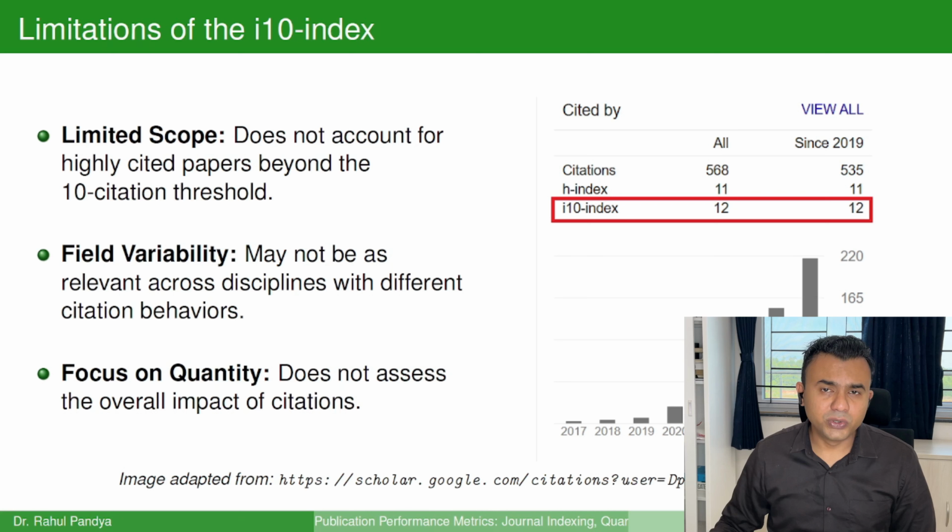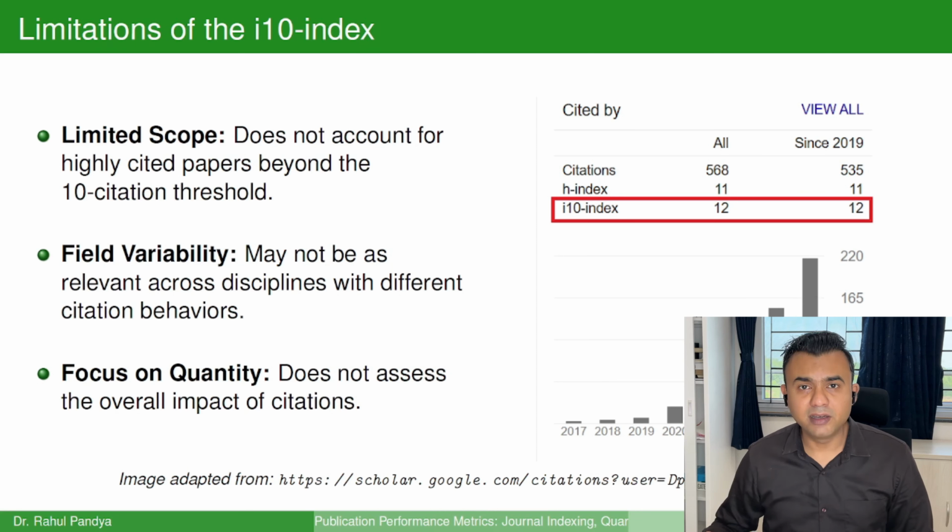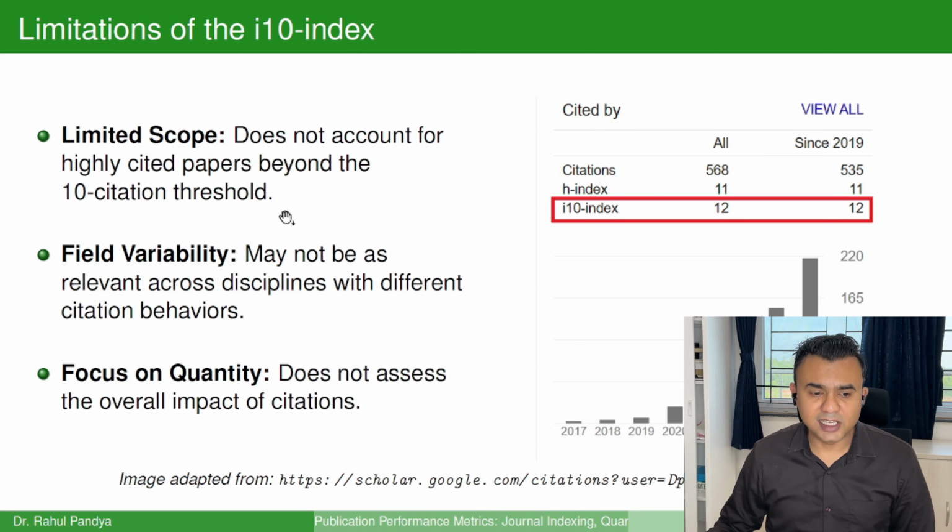However, there are a few limitations also. Such as, it has limited scope. It does not account for highly cited papers beyond the 10 citation threshold. Let's say there are 500 citations or 1000 citations or 2000 citations for one paper. It doesn't account for any of that. It includes all the papers above 10 and doesn't measure the impact beyond 10 citations. That is the disadvantage of this.